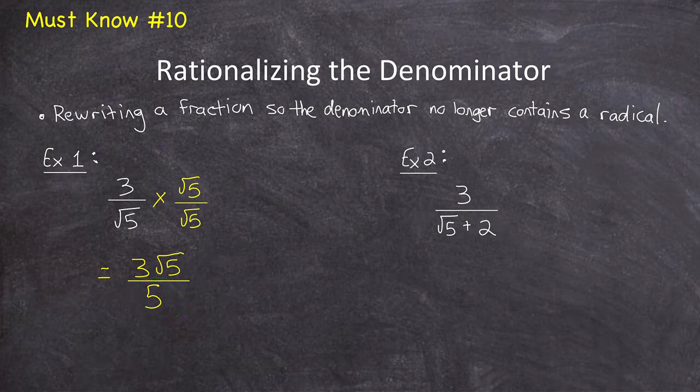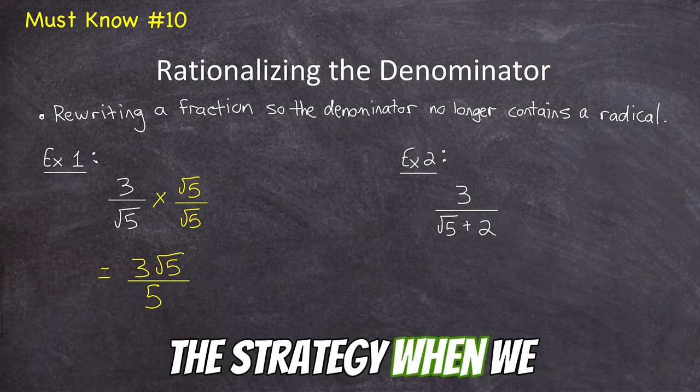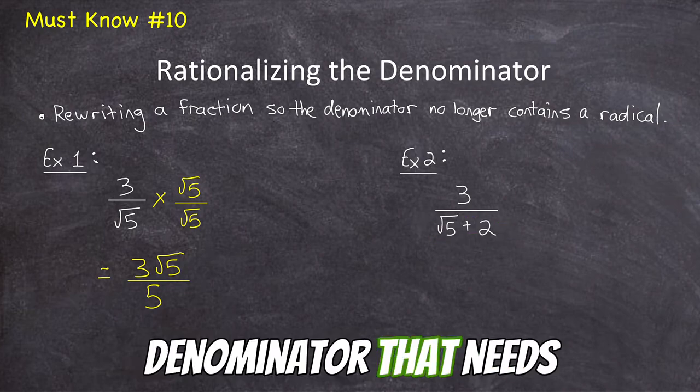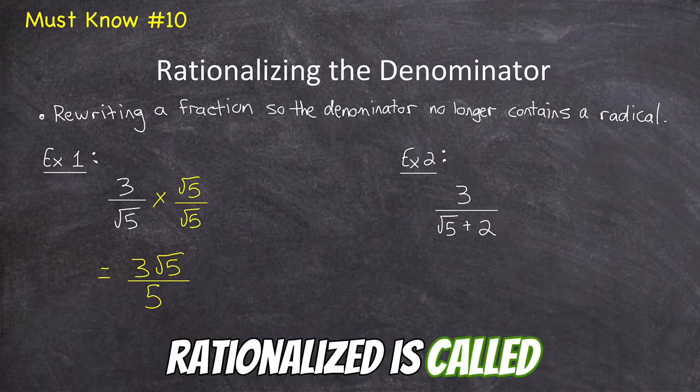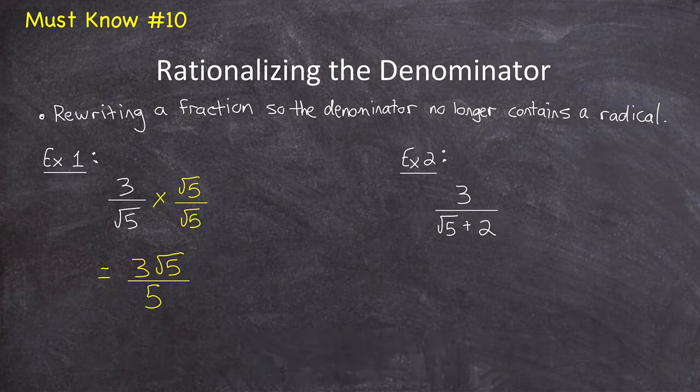Now, let's look at example 2, where in the denominator, we still have this irrational number root 5, but the denominator is now a binomial. It's root 5 plus 2. The strategy when we have a binomial in the denominator that needs rationalized is called multiplying by the conjugate. And what that would look like, we would multiply top and bottom of this fraction by this same binomial, but we would change the sign. So instead of plus, we're going to write minus.